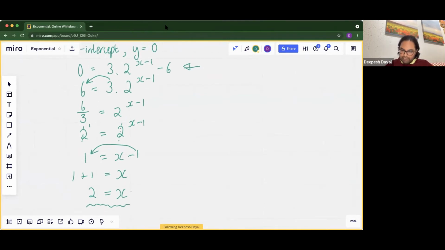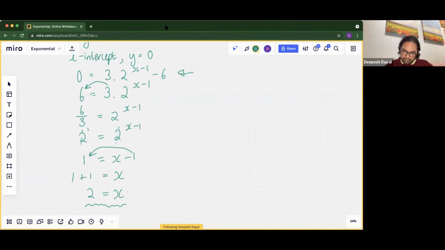Just to check, we can plug it in. If you plug 2 in at the top here, we'll see it's 3 times 2 to the power 2 minus 1. So 3 times 2 is 6, minus 6, which will give you 0. So that does work, right? Okay, so it is x equals 2.